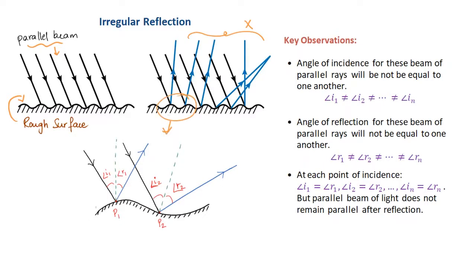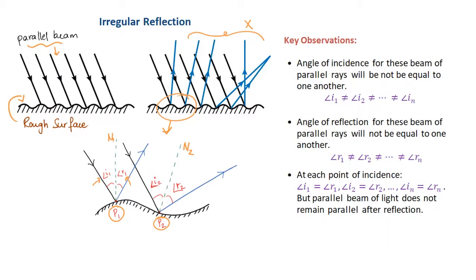This incident ray falls on a surface and this is the point of incidence. The normal to this surface is this, and therefore the angle of incidence is this and the angle of reflection is this. Now, since the surface is very irregular or rough, the normals at the different points of incidence are different. Therefore, the angle of reflection of each ray is different.